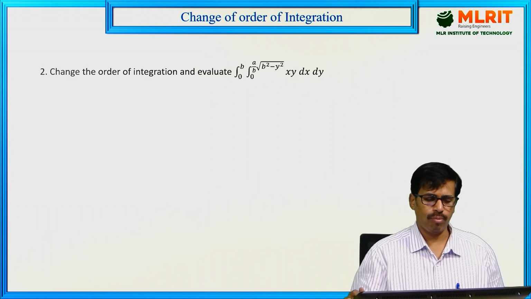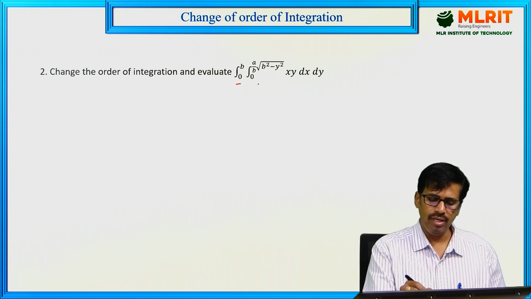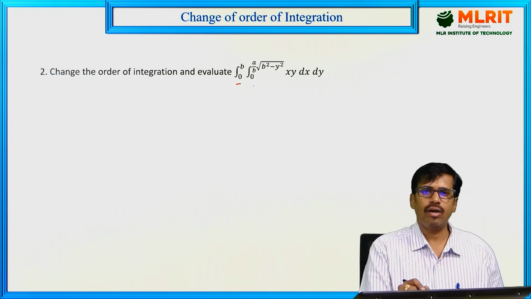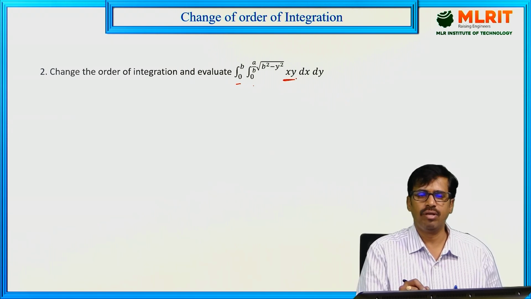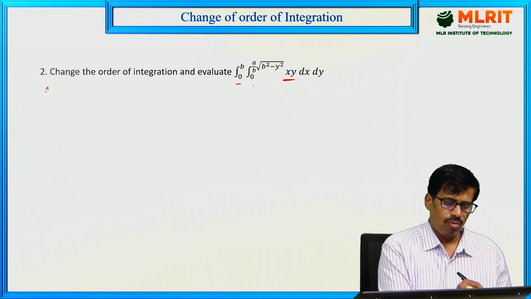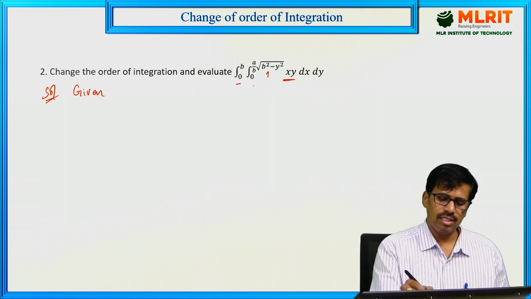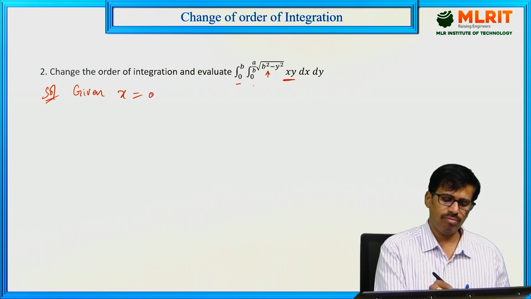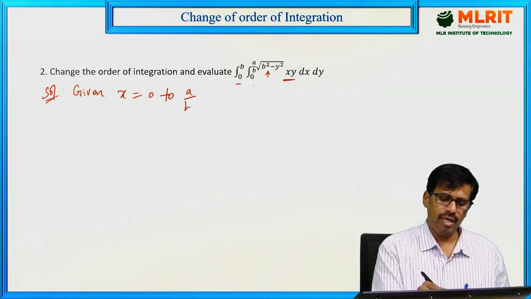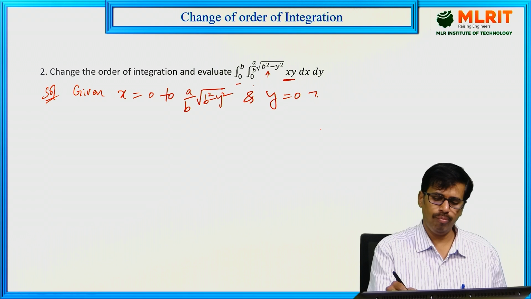Let us see one more problem. Change the order of integration and evaluate integral 0 to b, integral 0 to a by b under root of b square minus y square, the function is xy dx dy. First given limits are, this is in terms of y means those are x limits. So x varies from 0 to a by b under root of b square minus y square. These are x limits, and y limits are 0 to b.